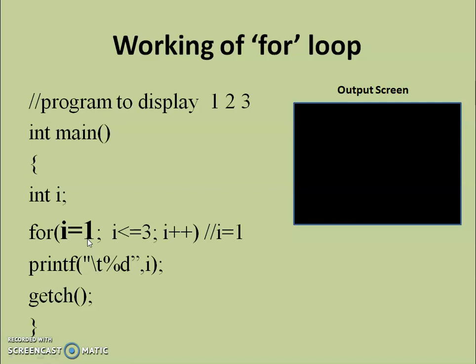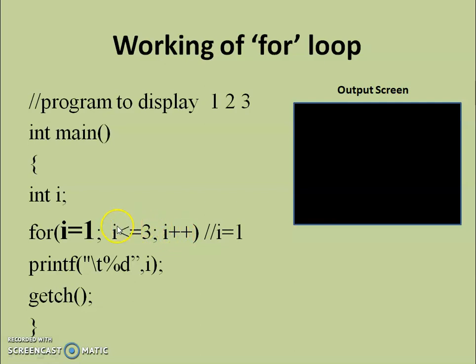So here the value of i is initialized with 1, and the test condition is i less than or equal to 3. It means the loop will work till the value of i is equal to 3. So it should work 3 times: when the value of i is 1, when it is 2, and when it is 3. And this is the increment section, where we are increasing the value of i by 1.